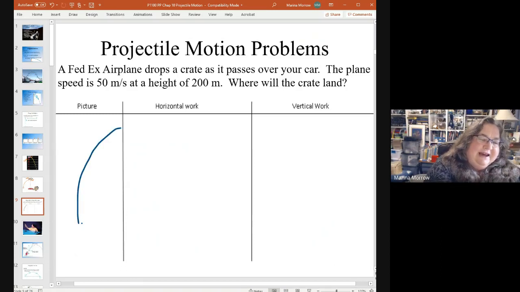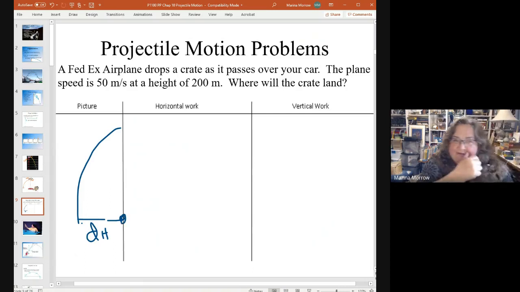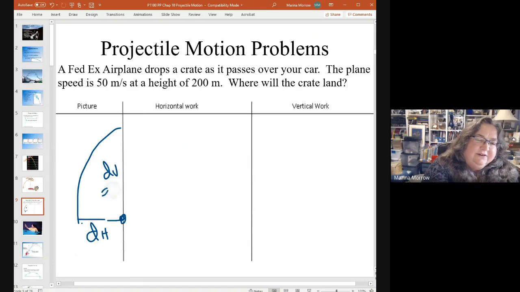And the idea is that we want to find the distance in the horizontal direction from where your car was, okay? So where it was dropped. Now, we do know something already. We know the vertical distance was 200 meters. Okay, so we got that. But what we want to find out is what happens to that package. Where is it going to land? So our unknown is our horizontal distance.